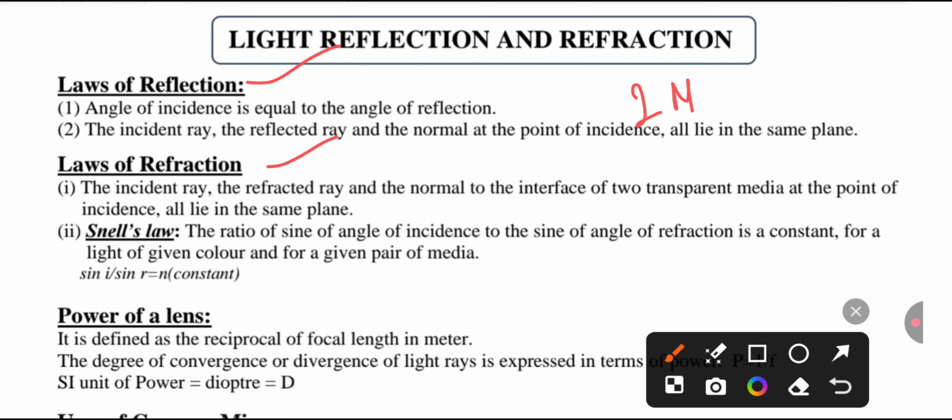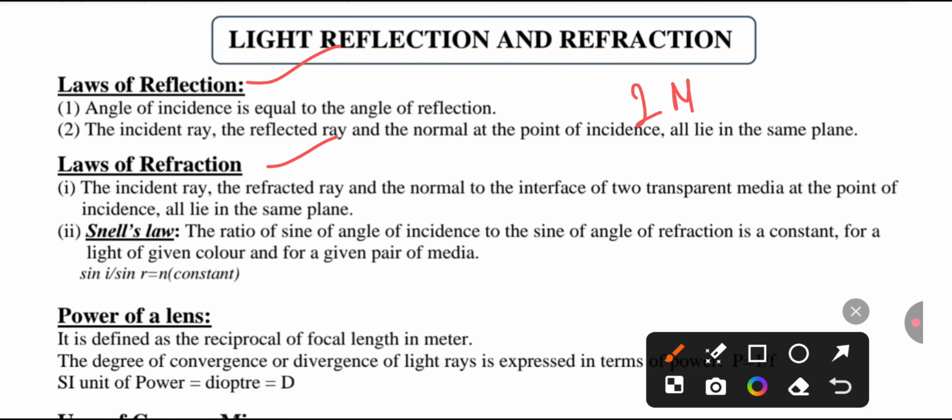First one is the law of reflection. The first law is: angle of incidence is equal to angle of reflection. The incident ray, the reflected ray, and the normal at the point of incidence all lie in the same plane. Next is the law of refraction. The incident ray, refracted ray, and the normal to the interface of 2 transparent media at the point of incidence all lie in the same plane.